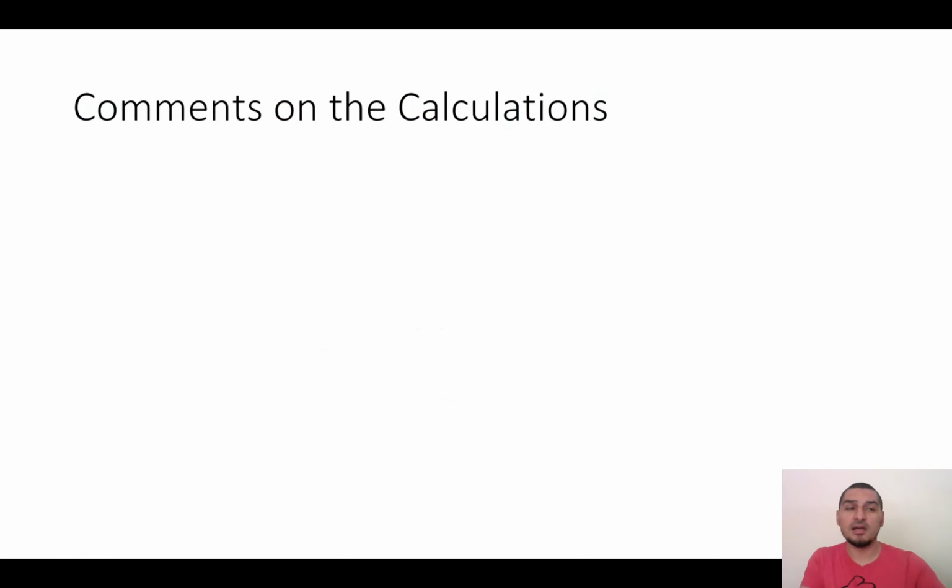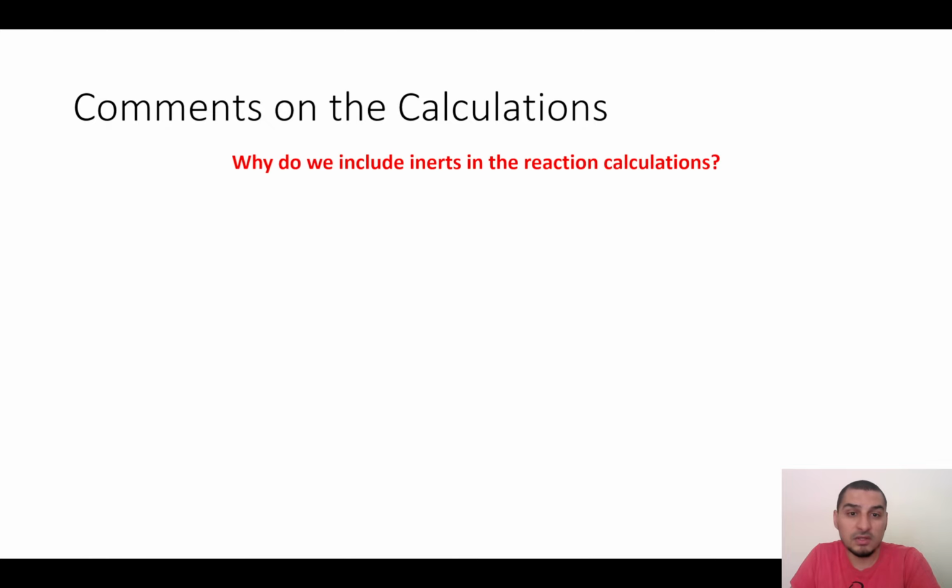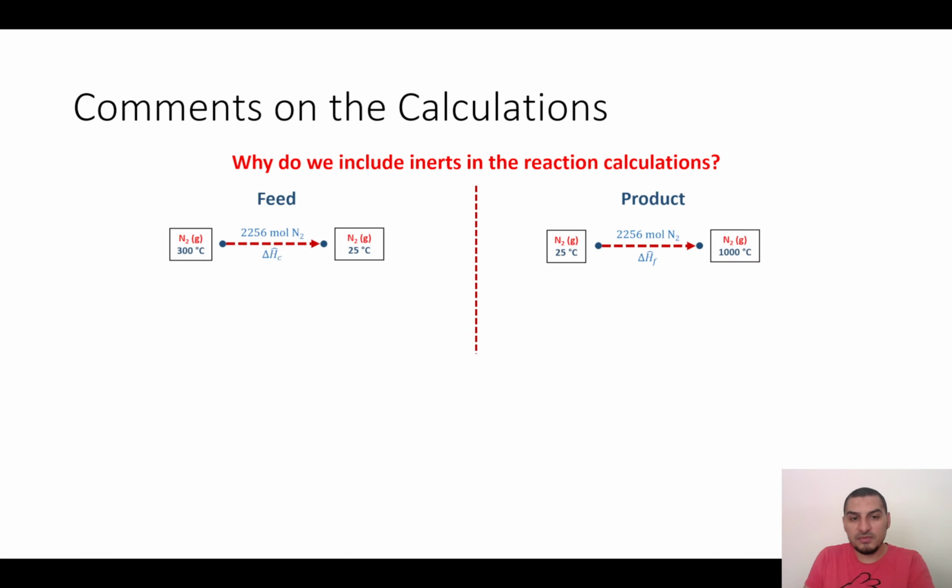The second point is a very valid question that I found some of the students asking, which is why do we include inerts in the calculations of the reaction? This is the type of calculations that we are doing for reactive systems, and the reason we are going through all this procedure is that we have reaction. So if I have an inert, like nitrogen, why do I take nitrogen into consideration? Why do I take nitrogen in calculation of H1 and H2, although it's not part of the reaction? And this is a very good question, and the answer to this question is very simple.